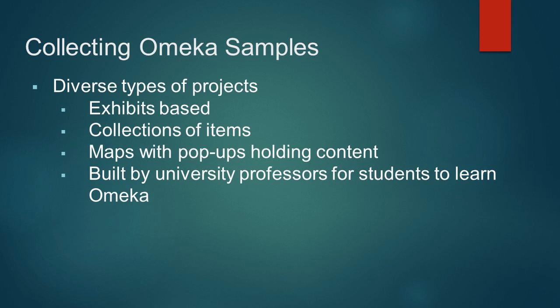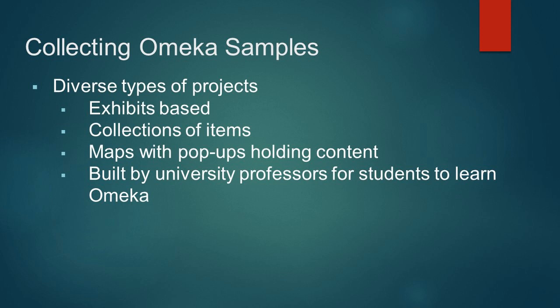A third, lesser known, are ones that use maps as their main viewpoint and focus. They tend to use a map as the main layer, and then you click on different elements that bring up an item or other content. And the fourth one that we found sporadically are sites that are built by university professors, and those are mainly for students to come in and learn how to input items or just generally learn the system, what Omeka does, and just get their feet wet for what a digital humanities tool does.